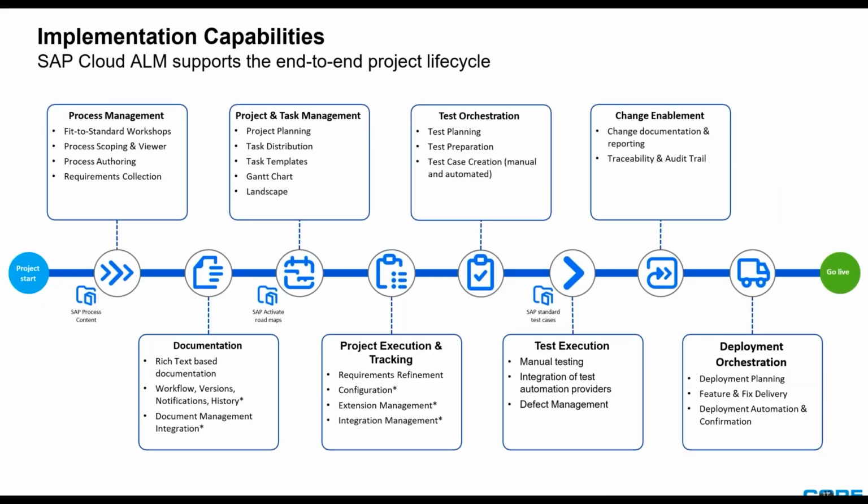Now, from an implementation capabilities perspective, to go a step deeper, on the process management side, on the input, you'll have fit-to-standard workshops, you'll have process scoping and viewer, and you have process authoring, where you can create different process diagrams and modify them. And then you also have your requirements collection, where you can capture the requirements directly within Cloud ALM. From that perspective, the output is that you'll have some type of documentation related to all of those items that you captured during the workshop.